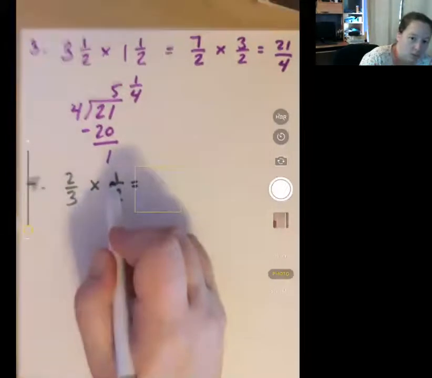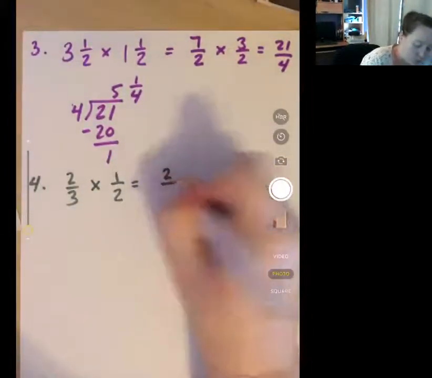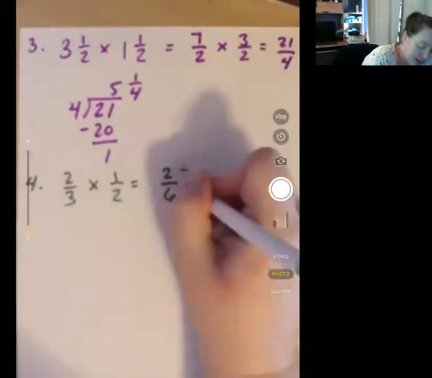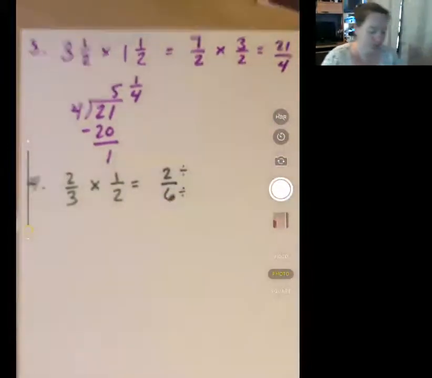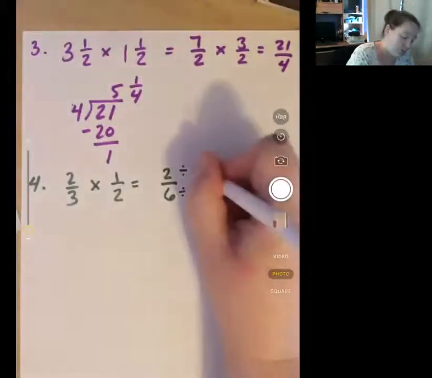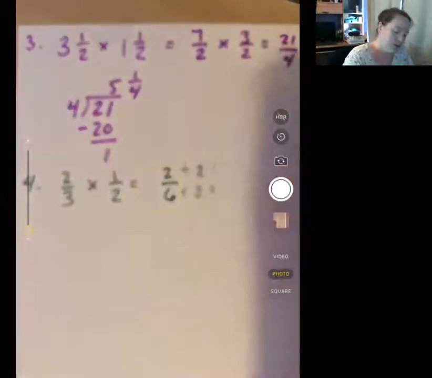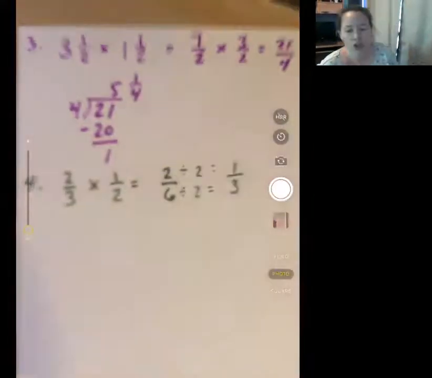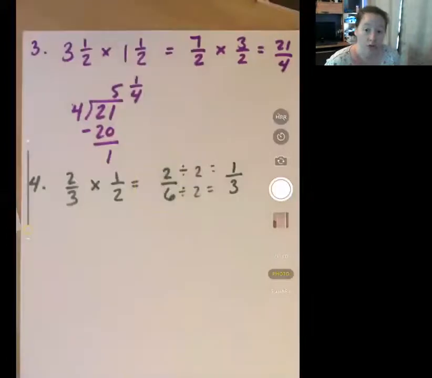So 2 times 1 is 2 over 3 times 2, which is 6. I can divide out. They're both even, so I can divide out a 2. 2 divided by 2 is 1. 6 divided by 2 is 3. So she ate 1/3 of the pizza. She ate half as much. Half of 2/3 is 1/3.